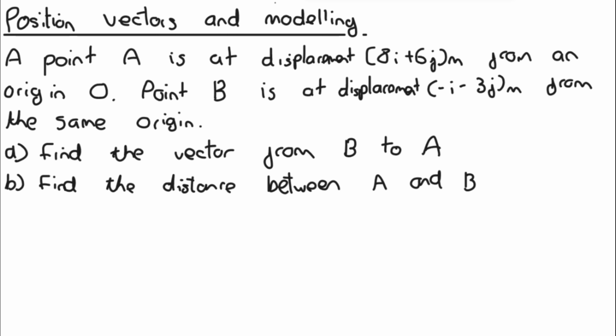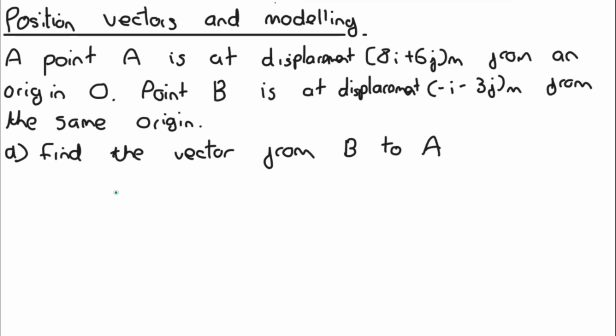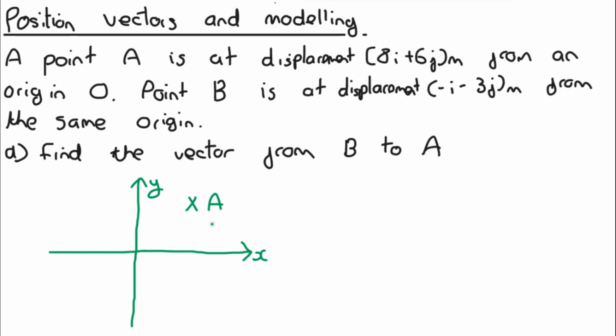So here's an example of a displacement and distance question. For part A, it's always helpful to draw a diagram, so I'm just going to do that quickly. I'm going to do a quick y-axis and a quick x-axis. Okay, so point A is at 8i plus 6j, so it's somewhere up here. It doesn't really matter where. This is point A. And point B is at minus i minus 3j, so it's somewhere down here. Doesn't matter too much. Let's connect them both to the origin, like that, with that being O.